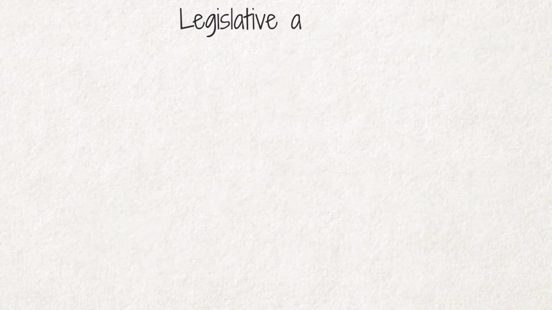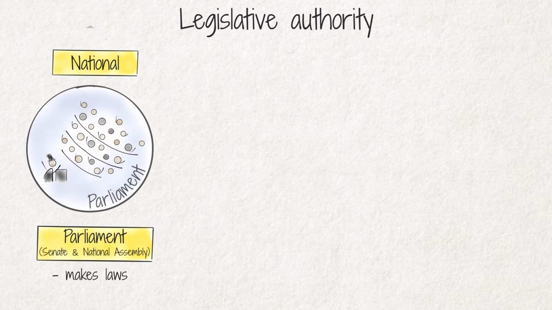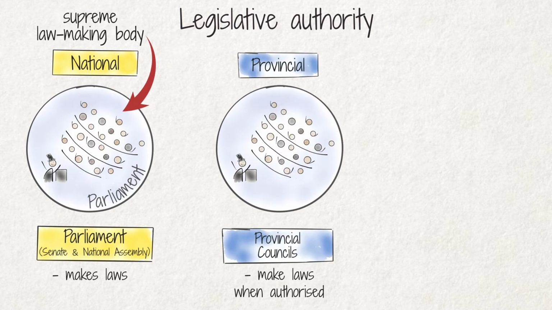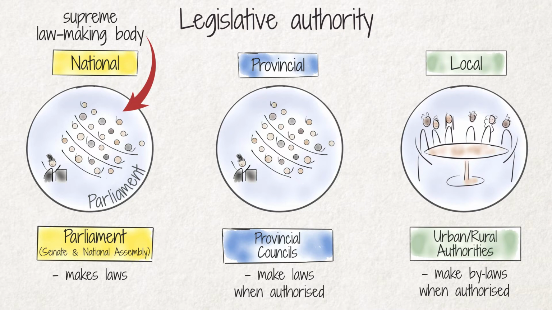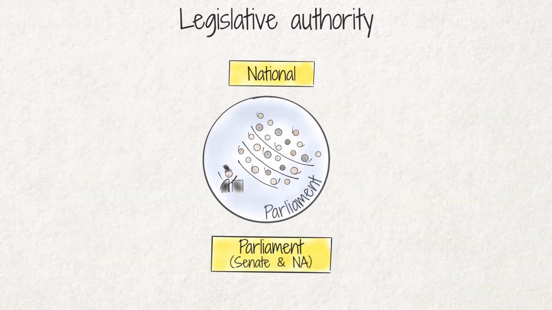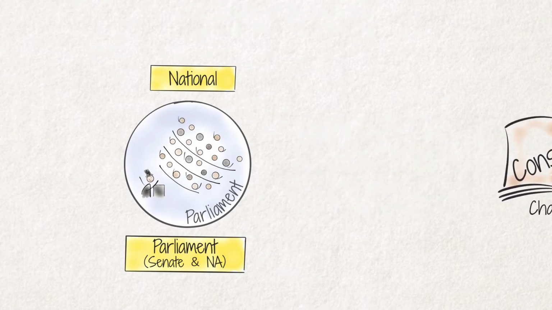The legislative authority in the national sphere of government is vested in Parliament, which is the supreme lawmaking body in the country. At provincial level, provincial councils may make laws only when authorized to do so by the national parliament. Urban and rural local authorities may make bylaws when an act of parliament confers such power on them. In this video, we will concentrate on the national parliament and outline what it does in line with Chapter 6 of the Constitution of Zimbabwe.